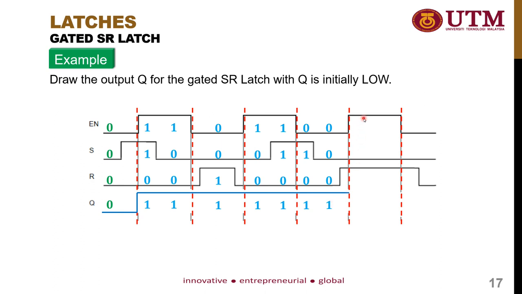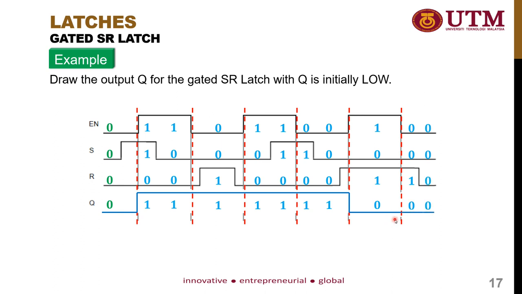So you see here, the next stage is when the enable is equal to 1 and S equals 0 and R equals 1. So it means that the latch is in reset mode. So in reset mode, it will become 0, so the output Q will become 0. And lastly, the enable becomes 0, so it doesn't matter what the value of S and R is, the output value will be retained.